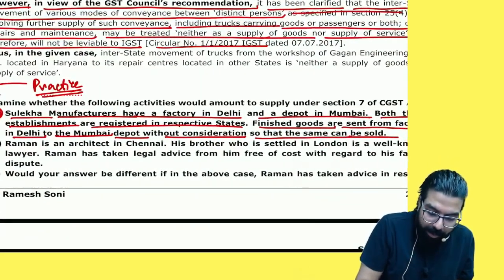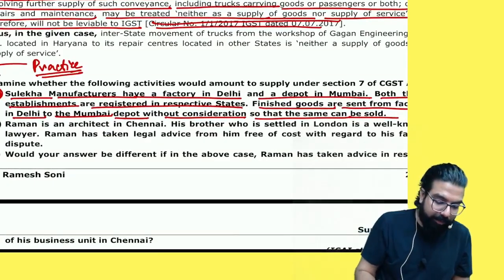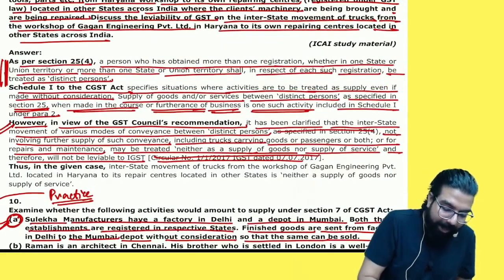People, this is a circular number. Sir, do I have to remember the circular number? No, you don't have to remember. It's just given for your reference. Can I go ahead, everyone? Next. People, did we write the law first?